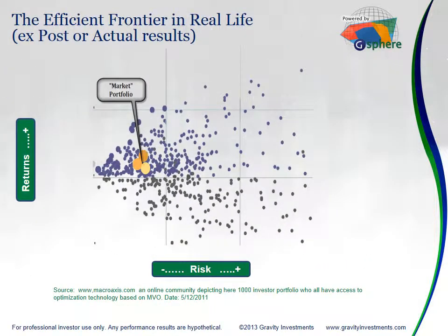Here's what it actually looks like. This is a graph of 1,000 different investors and their portfolios, all of which had access to portfolio optimization tools. We can't say for sure they used them or not, but that's what they were there for. But we see that instead of having that nice curved shape to it, they kind of are scattered. And if we ran a regression line through here, that regression line is going to have a pretty flat slope to it.